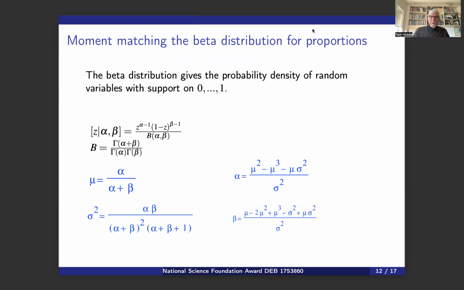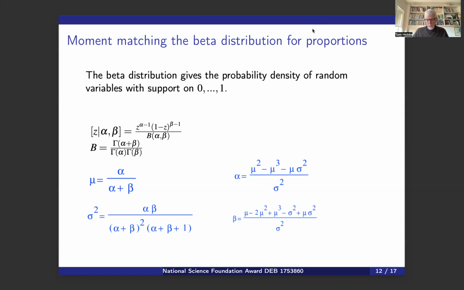Here's another example. This is a bit more complex, but we do the same thing. So, moment matching the beta distribution for proportions. The beta distribution gives us the probability density of random variables with support on 0 to 1. So something like the probability of survival. It can't be less than 0, can't be greater than 1.